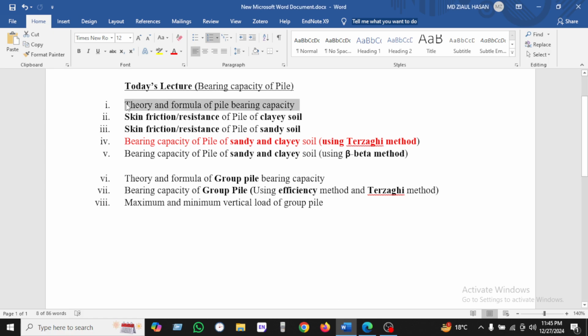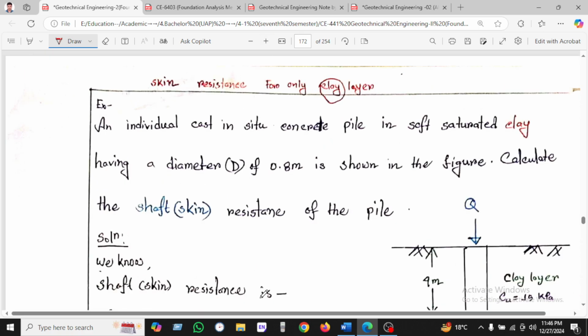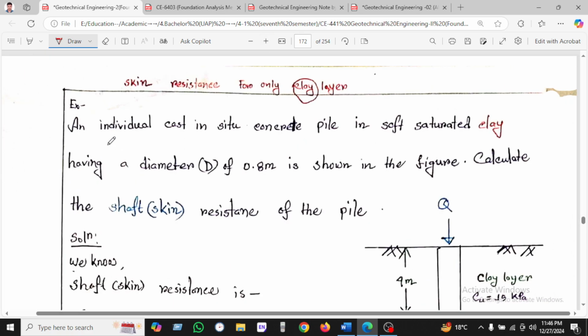So the theoretical theory and formula of pile bearing capacity has been completed. Now we'll see the skin or frictional resistance of a pile in clay soil. So we'll give the bearing capacity of clay soil for the pile. Let's see how we'll calculate the skin resistance of clay soil. This is an example.